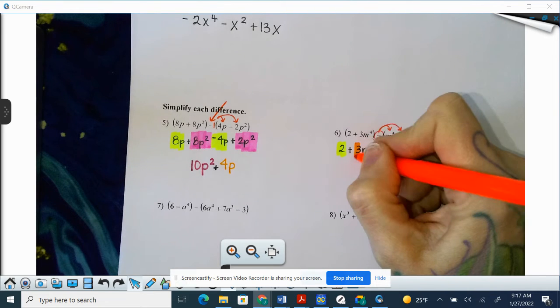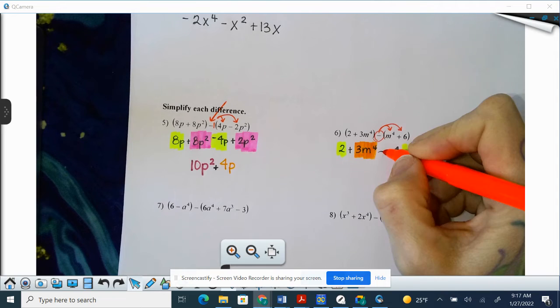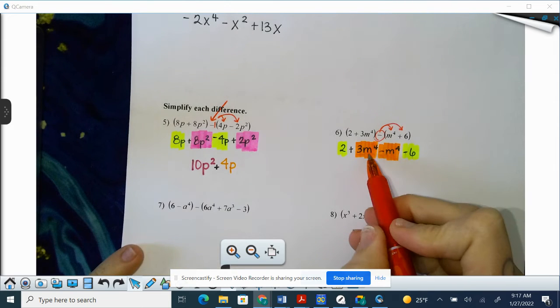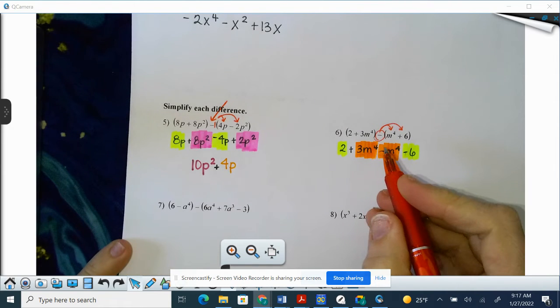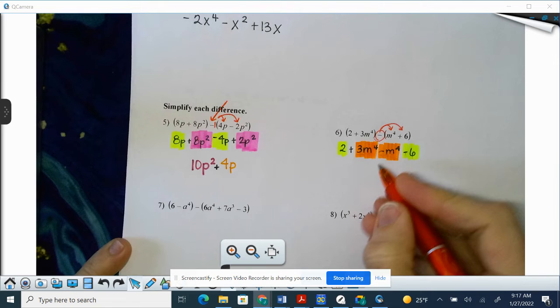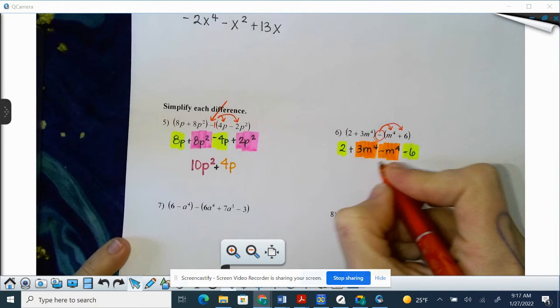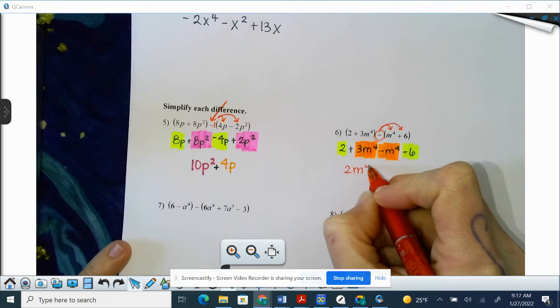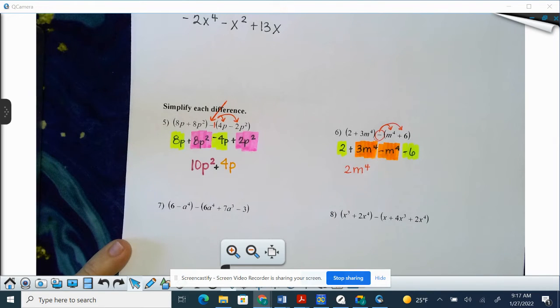3m to the fourth, and then -m to the fourth. And remember that negative is an assumed -1. So m to the fourth is our highest exponent. So to write it in standard form correctly, we're going to have 3 minus 1, or plus a -1, if that makes more sense to you, depending on what teacher you had before me. So that's going to be 2m to the fourth.